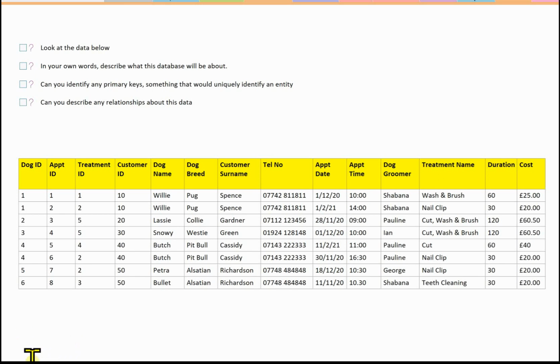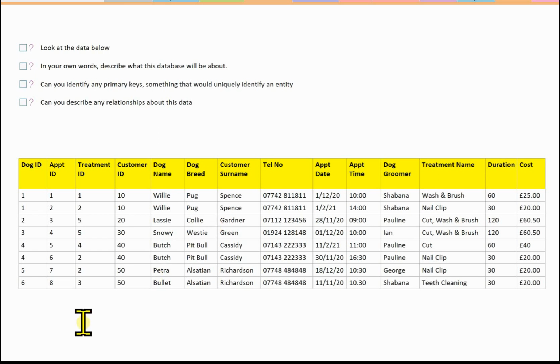So we've got a dog ID 1, 2, 3, 4, 5, 6. So dog ID 1, that's Willie, pug, owned by Spence. So the dog ID identifies the dog name and the dog breed because the name and the dog breed are the same for the dog ID.